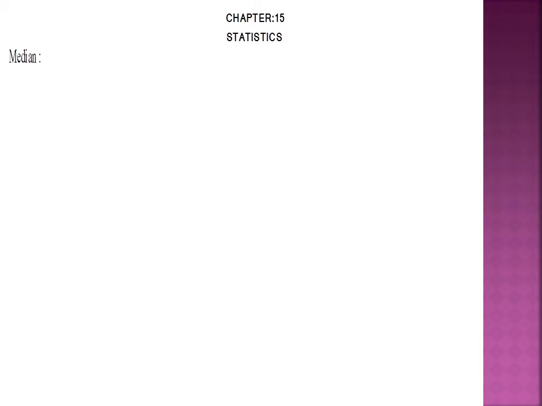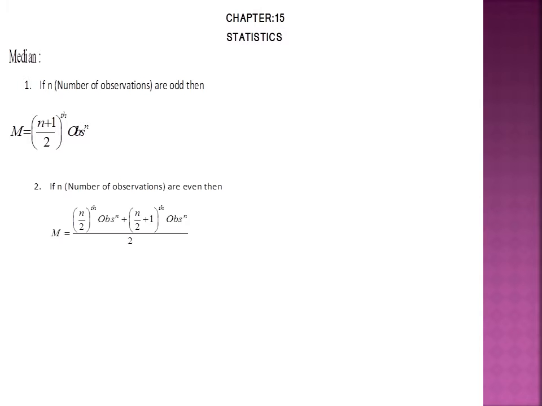Here we have two possibilities. Number one, if n, that is the number of observations, is odd, then median M equals the (n plus 1) by 2th observation. Number two, if the number of observations is even, then M equals the n by 2th observation plus the (n by 2 plus 1)th observation, this whole divided by 2.